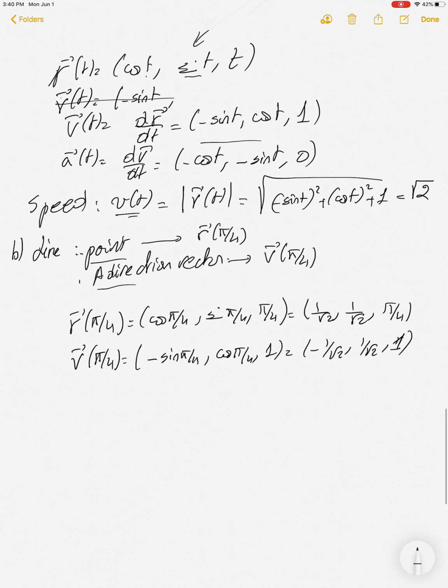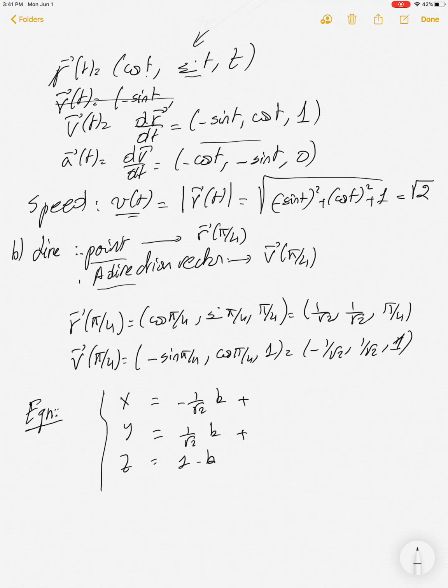So I have parametric vectors. The parametric equation of the line L: this is x, y, z equals the slope, minus 1 over square root of 2, 1 over square root of 2, 1, times k, plus my point, 1 over square root of 2, 1 over square root of 2, pi over 4. And this is where k belongs to R. And this is how I find the parametric equation of the line.